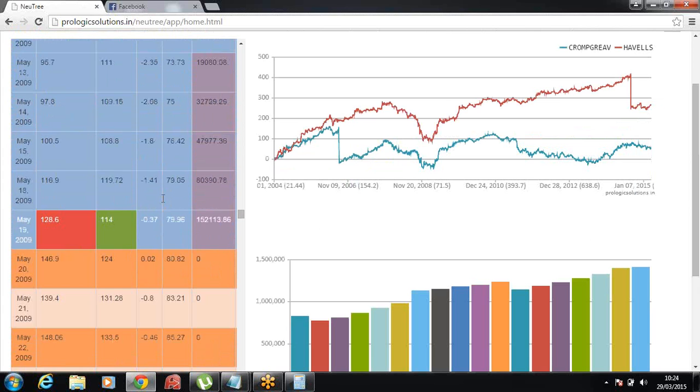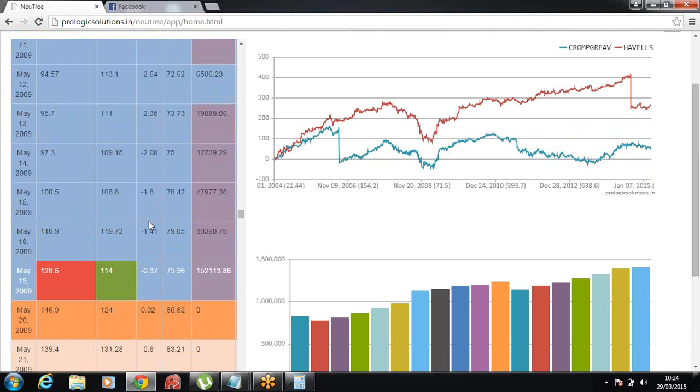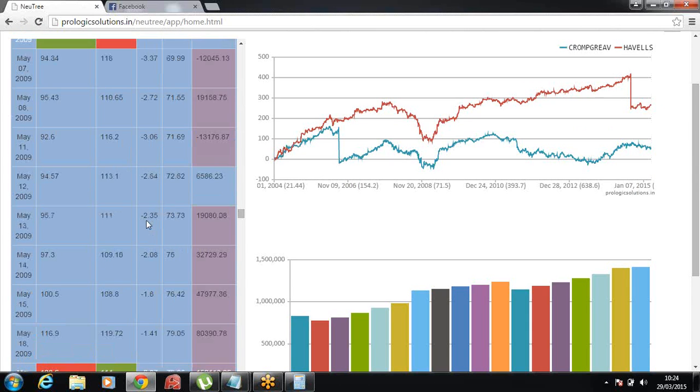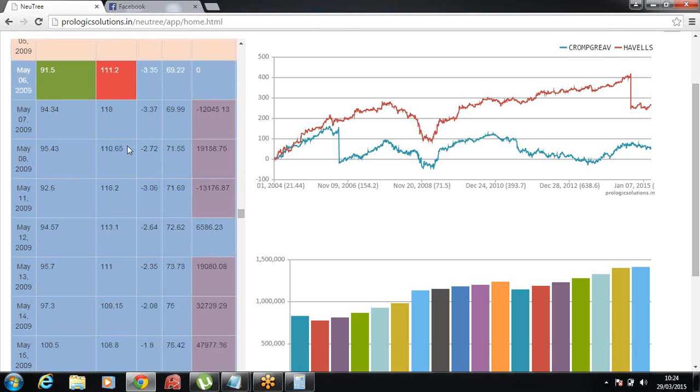Not all the trades are usually for longer duration. There are some short trades also, like this: 1, 2, 3, 4, 5, 6, 7, 8, 9 days. 9 trading days is what it took. At 91 rupees you went long, 111 you went short on Havells, 3.35 is the Z-score, 69%, we were looking at 70, it's almost near that.